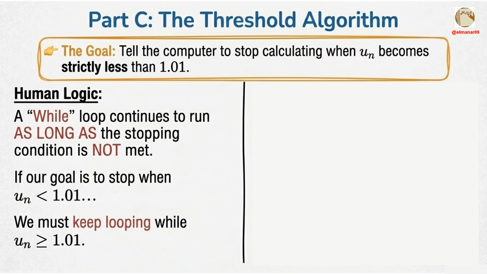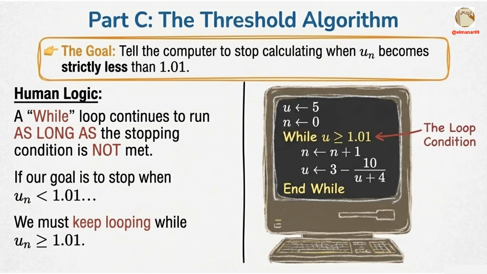Look at the pseudocode on the screen. We start with U equals 5, n equals 0. The loop says while U is greater than 1.01. Inside, we increment n and update U using our recurrence formula. As soon as U drops below 1.01, the condition becomes false, the loop breaks, and the machine gives us our answer. Human logic meets machine efficiency.